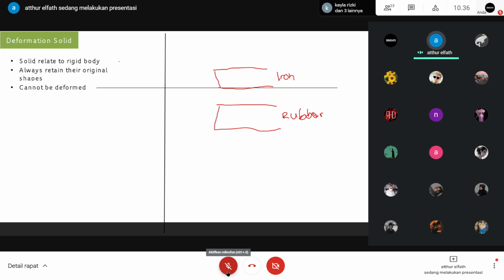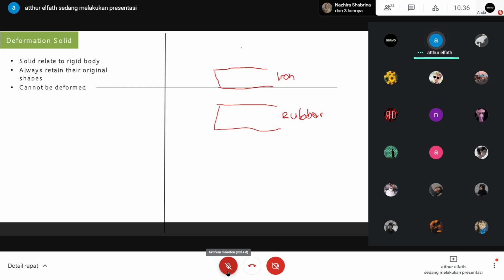Yeah, solid means the material we talk about now is solid. Both iron and rubber are solid, but the elasticity is different. Okay, we know. I told you, the rubber is more elastic than iron.